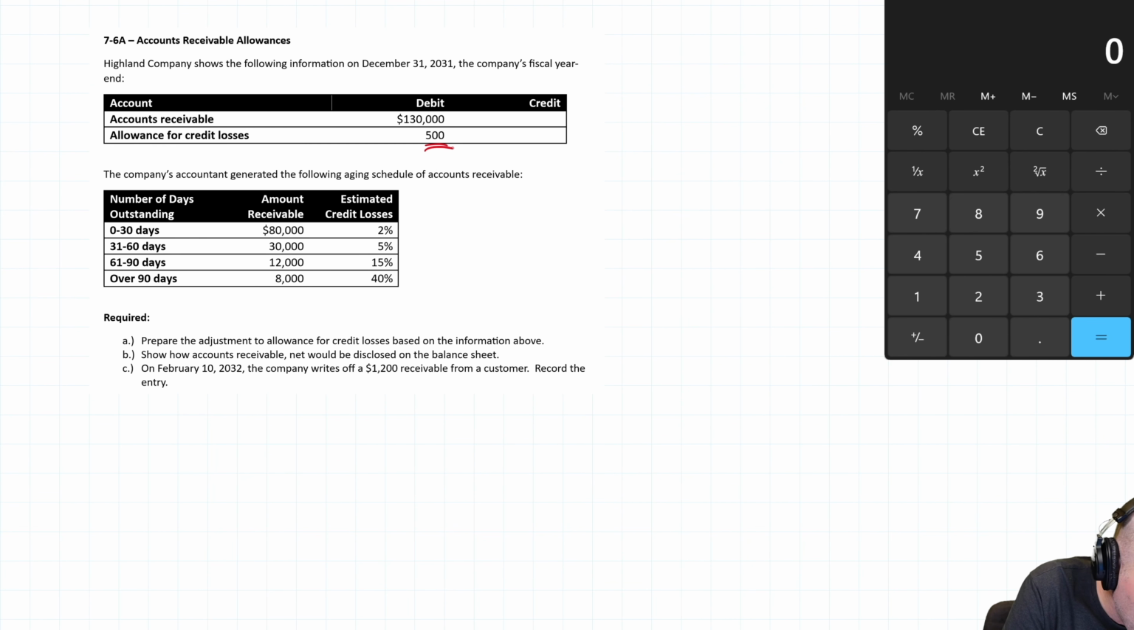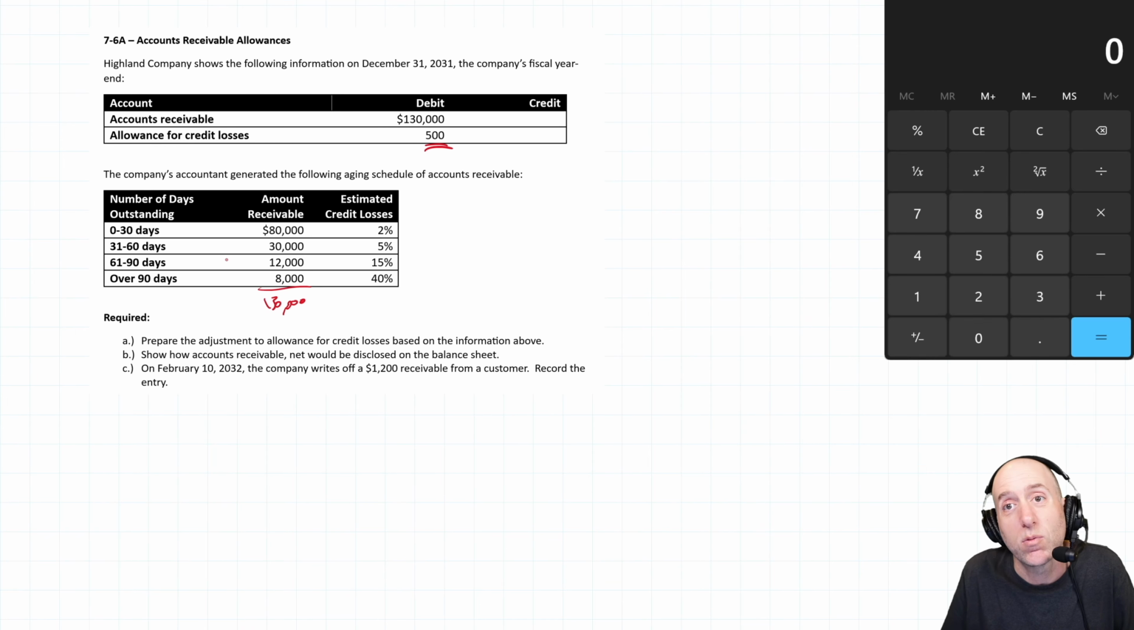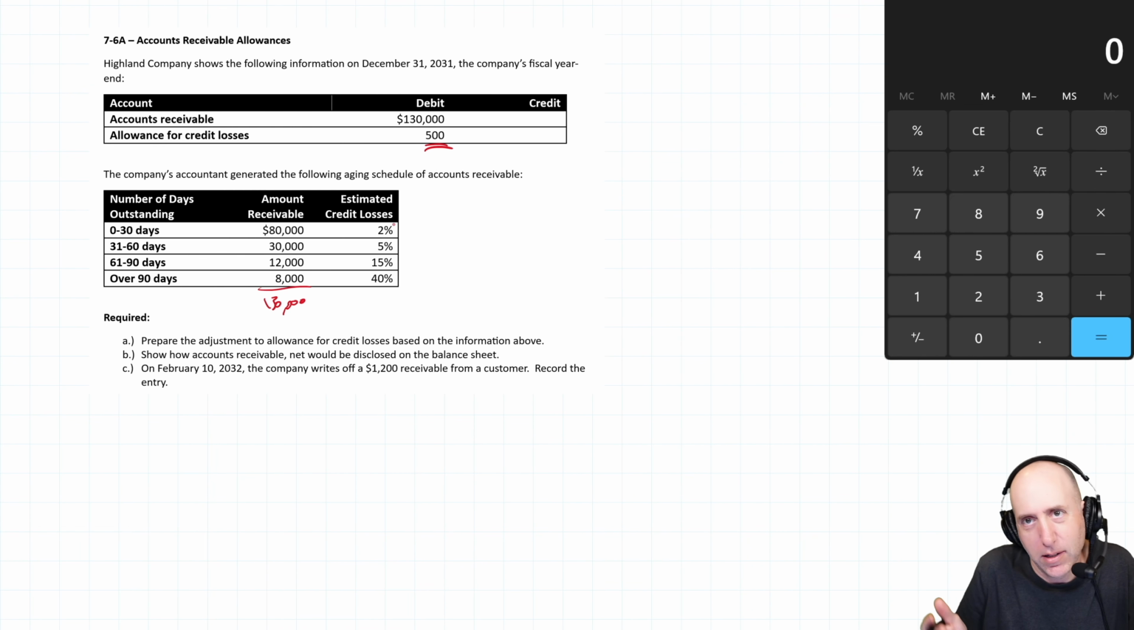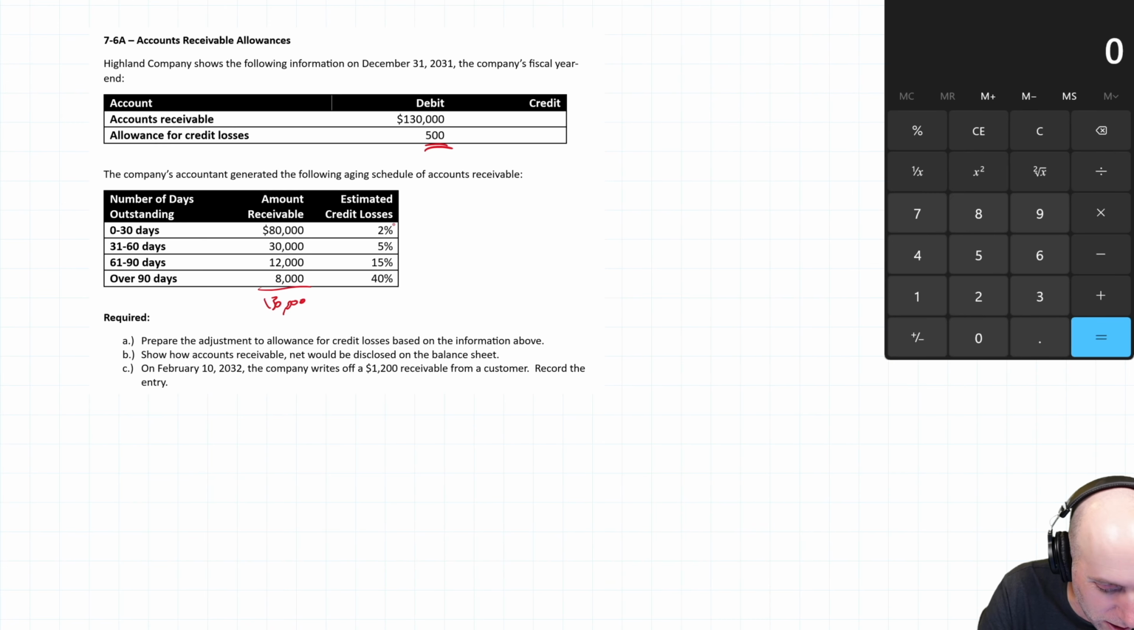Just remember that. The company's accountant generated the following aging schedule of the accounts receivable. So we have 130 grand in receivables, 80 plus 30 plus 12 plus 8. Yeah, that is $130,000. Our total receivables there is just laid out in order of age. And the idea is when people owe you money, the longer they go without paying, the harder it is to collect. And so you can see with our fresh accounts receivable, 0 to 30 days, 98% of the time we're getting our money, 2% of the time we're going to have to write it off. That's our prediction anyway. And we predict it based on past track records, and it's never going to be perfect. Like this, we're predicting the future, who's not going to pay us, and we don't know.